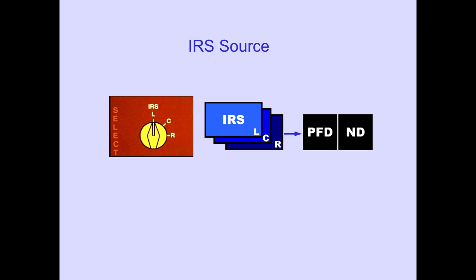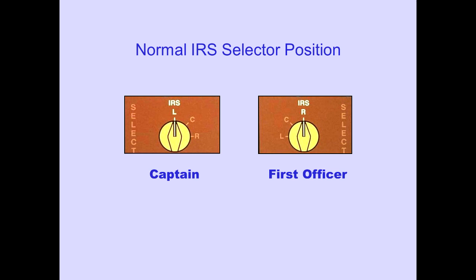The Inertial Reference System Source Selector is used to select which inertial reference unit provides inertial information to the PFD and ND. The left, center, or right IRS can be selected. When required, depending on system status, switching is automatic and independent of the source select switch position. Normally, the captain's IRS selector is on the left source, and the first officer's selector is on the right source.